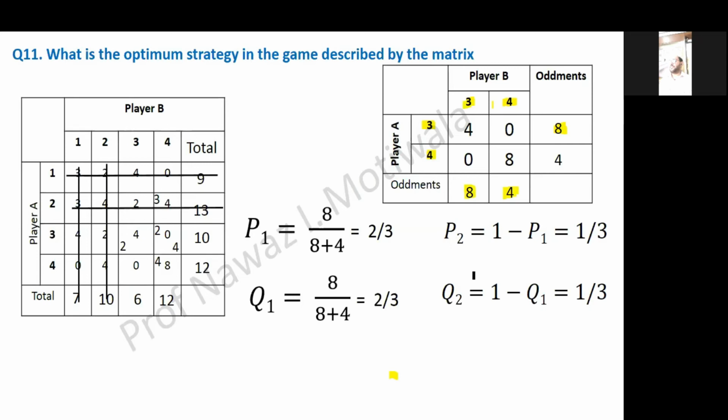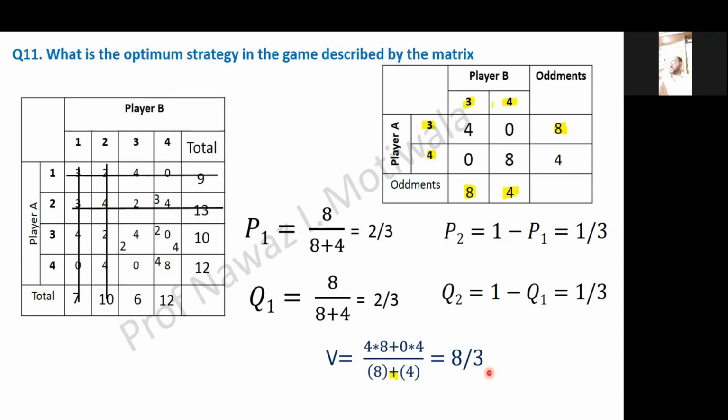Value of the game. What do we do? Multiply the first column with the oddments value. So it will be 4 multiplied by 8, 32, plus 0 multiplied by 4. 4 into 8 is 32, 0 into 4 is 0, so 32 only. So 32 divided by the oddments, 12. So 32 divided by 12, I will get the answer as 8 by 3.